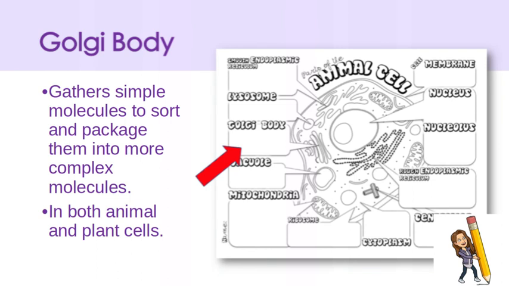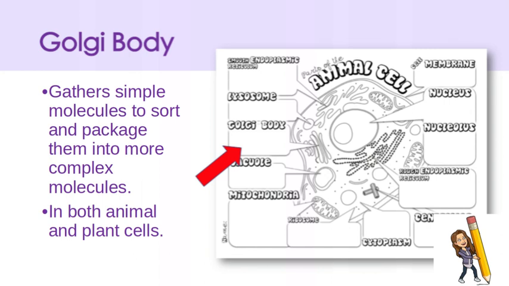The Golgi body is also in both plants and animals. Its job is to gather simple molecules and sort and package them into complex molecules. So it's kind of like the mailroom of the cell. That's how I remember this one, it's like the post office, that it's going to gather everything and pack it up and send it out, like delivering the mail.